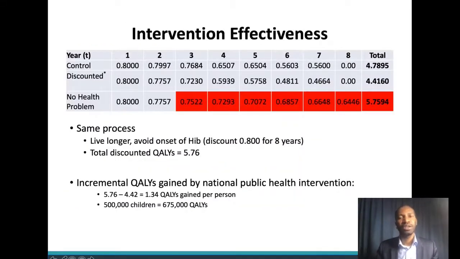Now, suppose that there's an intervention and that the intervention is effective at improving QALYs. And suppose that there's no health problem and that discounted QALY improvements are highlighted in red and that the person no longer dies at year 8, resulting in a total QALYs gain of 5.7594 versus the discounted QALYs of 4.4160 under the control without the intervention.